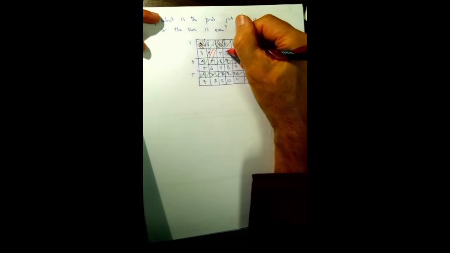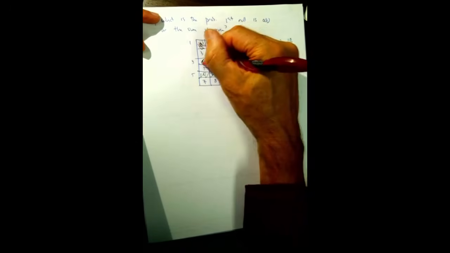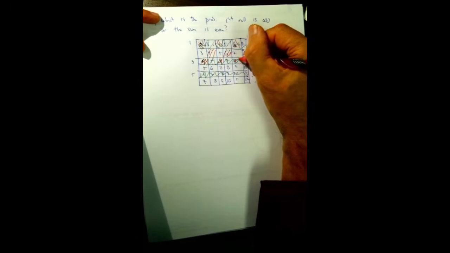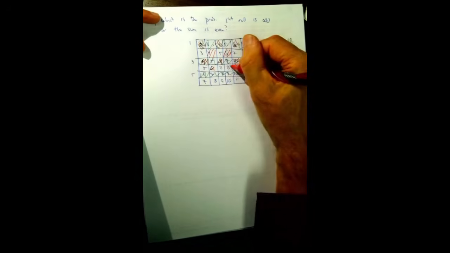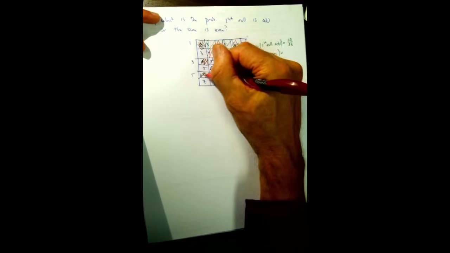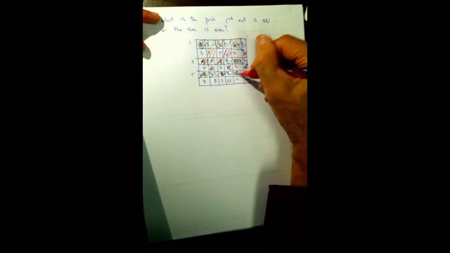Probability the sum is even. That's going to basically be this. 2, 4, 6, 4, 6, 8, 4, 6, 8, 6, 8, 10, 6, 8, 10, 8, 10, 12. So there's 1, 2, 3, 4, 5, 6, 7, 8, 9, 10, 11. That's going to be 18 out of 36.